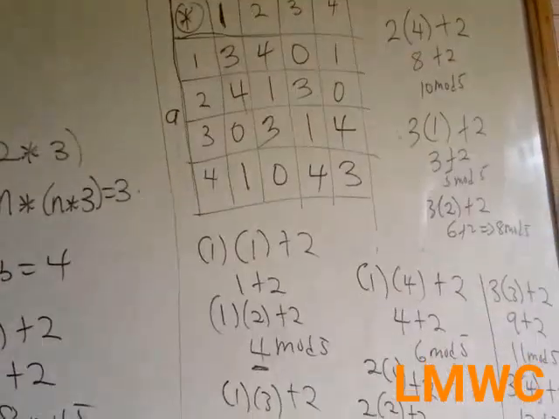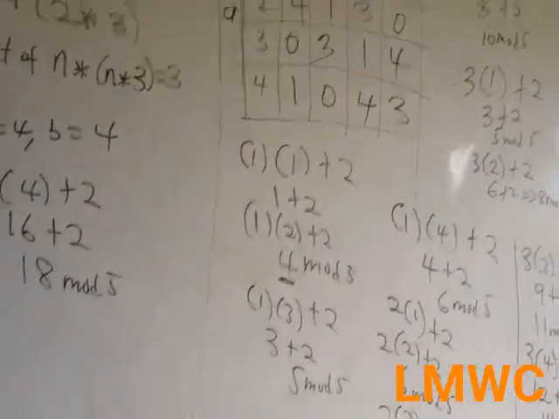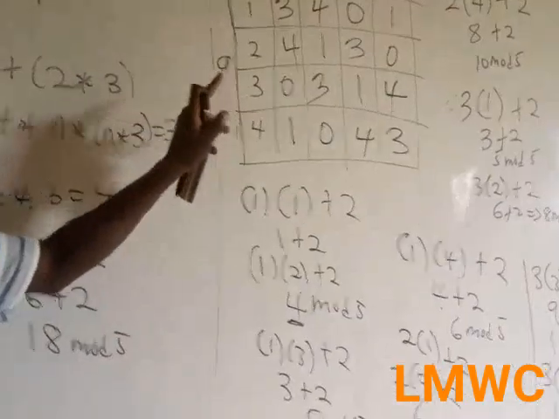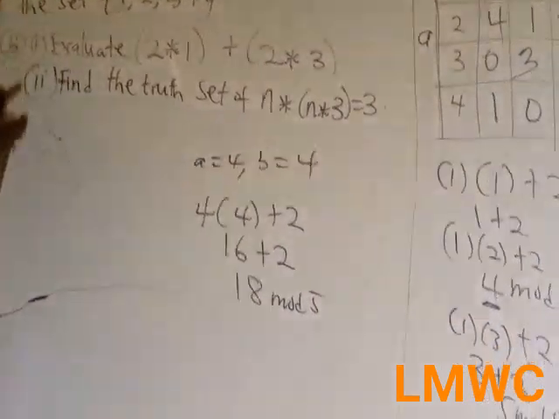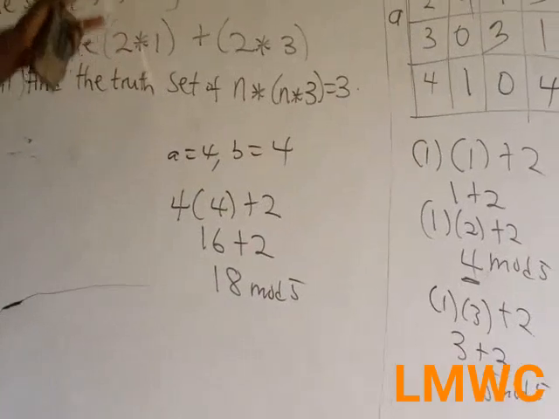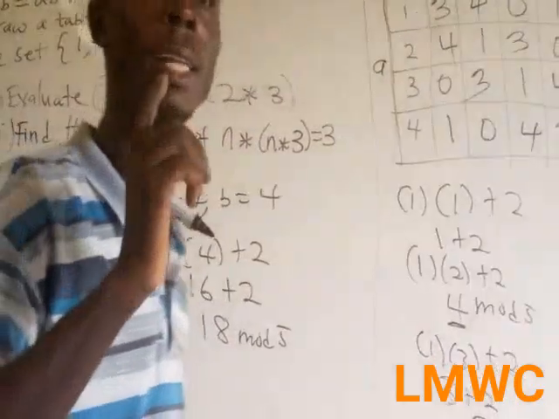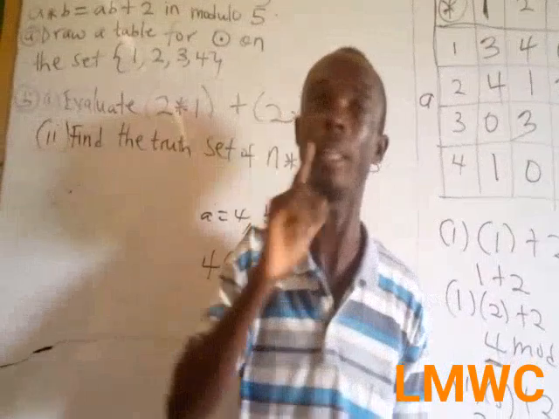In some cases, they will construct your binary table for you and they will ask you to copy and complete. They will give you some of the numbers or values and they will omit some and ask you to copy and complete this table. You will follow your formula and apply your modulo. They have now given you questions under this and they have asked: evaluate 2 star 1 plus 2 star 3. Even though they didn't say using your table, you should know that you must use your table. They are using it to trick you.